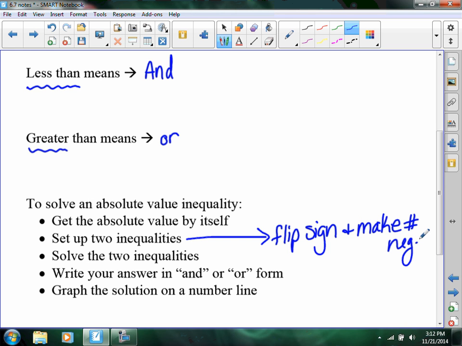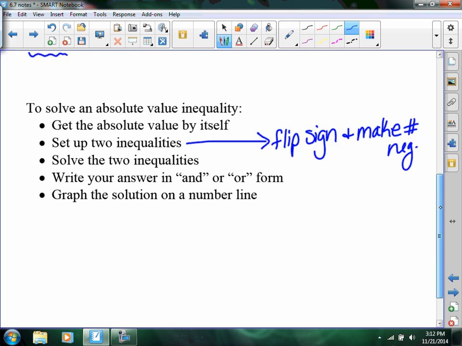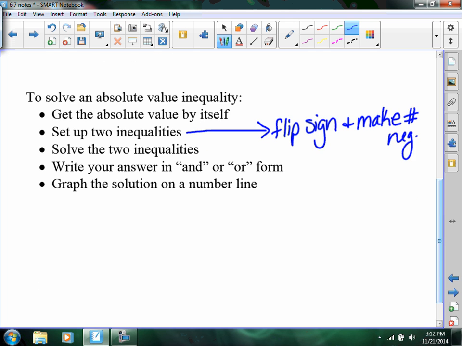And then when we're solving our two inequalities, at the end we'll write either and or or in our answer. Remember, for the ors, we actually write the word. The ands, we have a special way to write the and compound inequalities, where they're all smushed together like a sandwich. And then we're going to graph our solution on the number line. So we're basically going to have an and graph or an or graph when we get done.